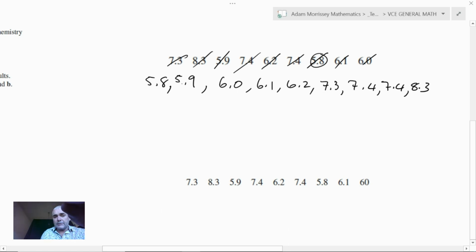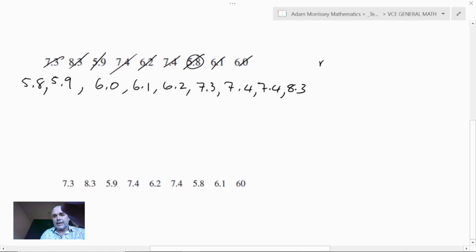So how many data points have I got? I've got 1, 2, 3, 4, 5, 6, 7, 8, 9. And that's handy because n is equal to 9. So the middle will be n plus 1 over 2, and that will be 10 over 2, which is 5, the fifth data point. So count in, 1, 2, 3, 4, 5. Here's our median.